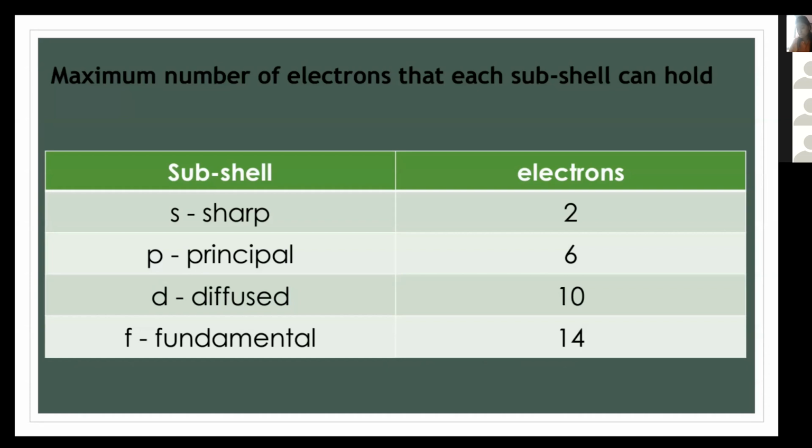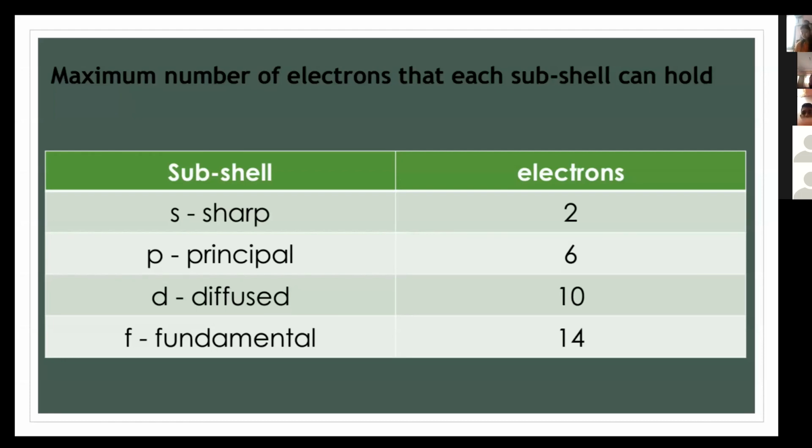Here, the subshell symbols that we write in small letters, small s, small p, small d, stand for names: S is sharp, P is the acronym of principal, D is diffuse, F is fundamental. In the S subcell, the maximum number of electrons that can be kept is 2. In the P subcell it is 6, diffuse D is 10, and finally the F subcell 14.